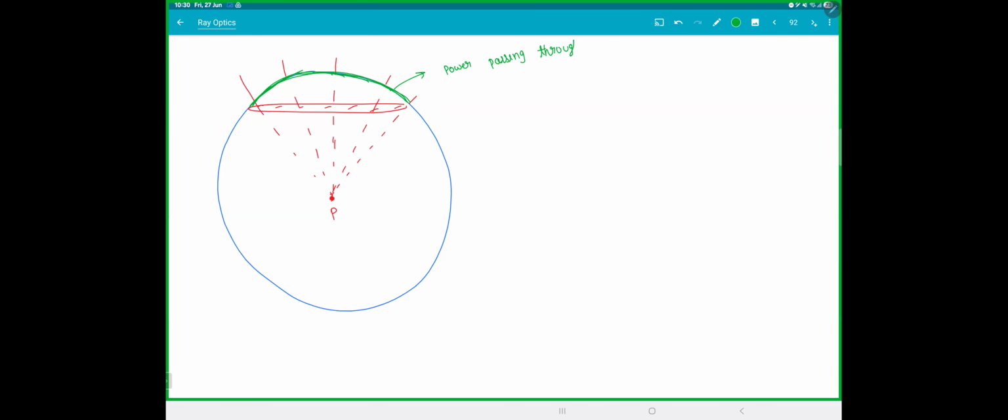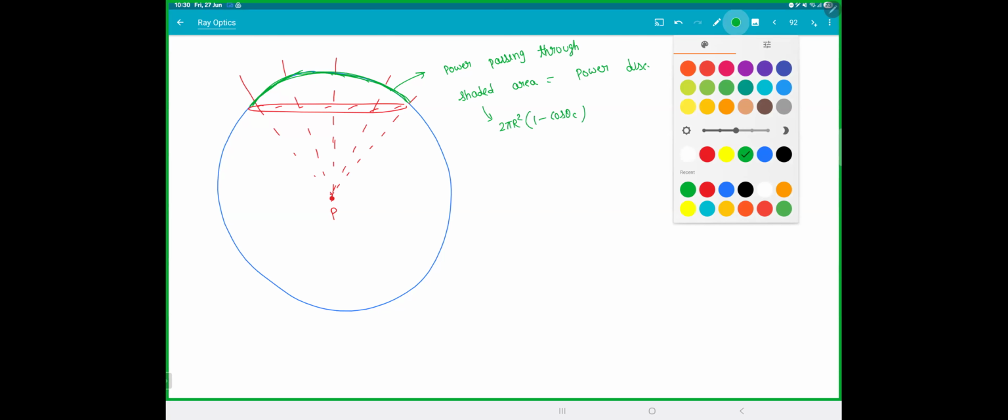You guys remember the area? Surface area of a part of a sphere. Shaded area must be equal to power through the disk. How much is that area? So the shaded area is 2 pi r square into 1 minus cos theta critical. Hope you remember that.